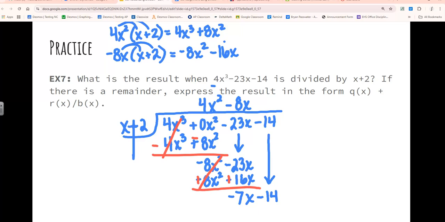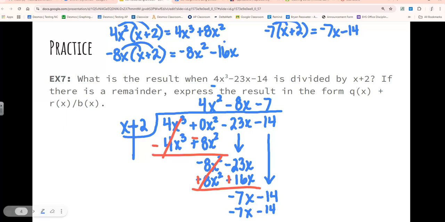Okay, so then we've got to ask ourselves, what times x gives us negative 7x? That's going to be a minus 7. So negative 7 times x plus 2 is negative 7x minus 14. So that goes here. What's going to happen when we subtract this time? They're both going to cancel because these just become positives. They both cancel. We get 0.